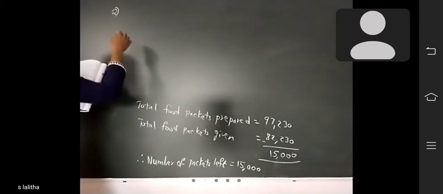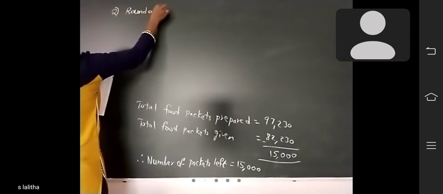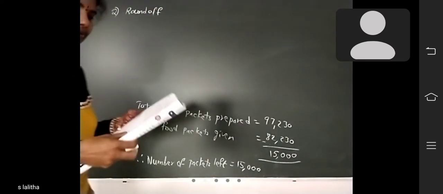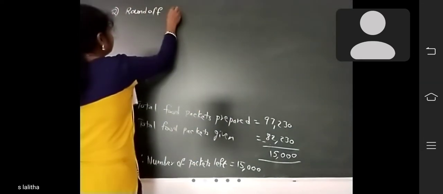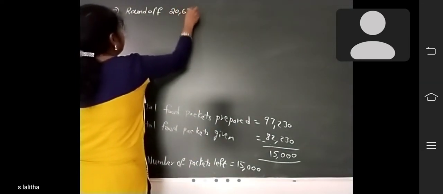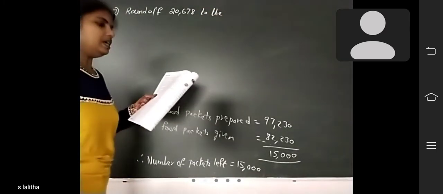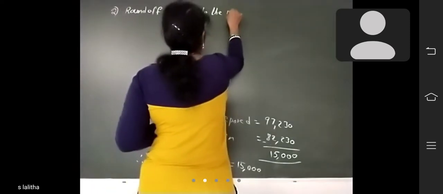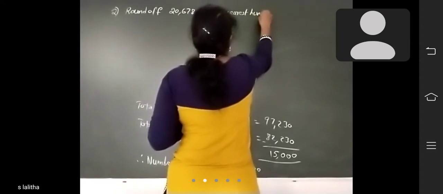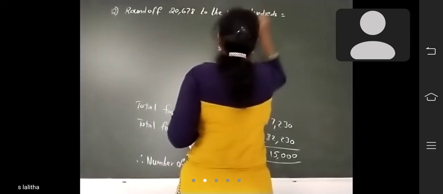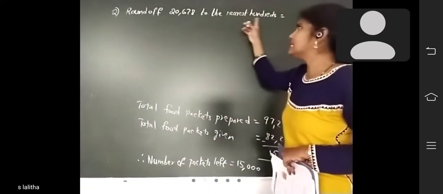Okay. Round off mango flavored ice creams. How many? 20,678. Round off 20,678 to the nearest 100.